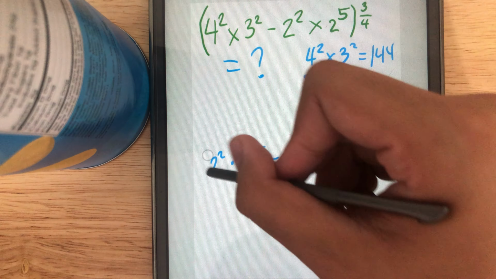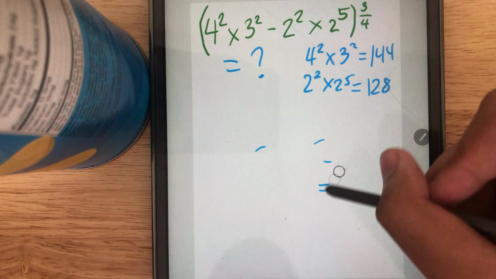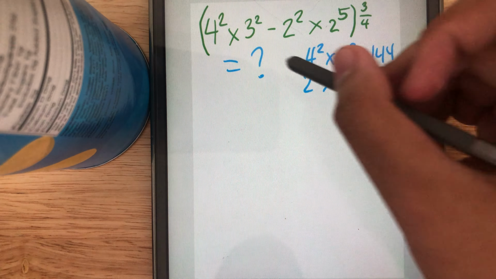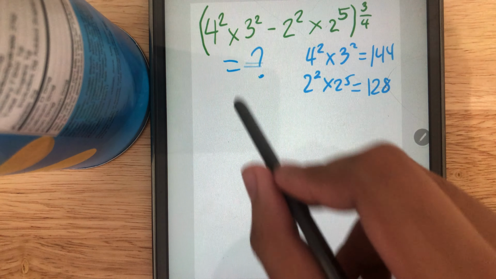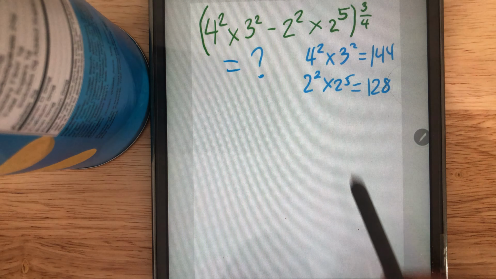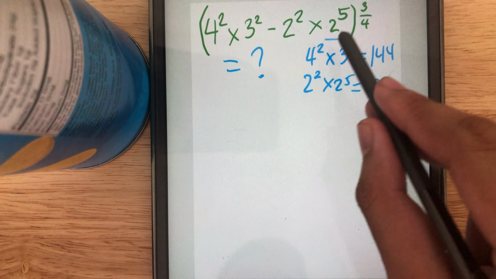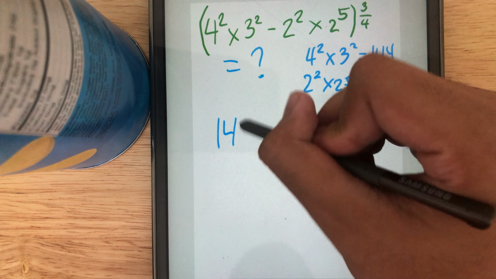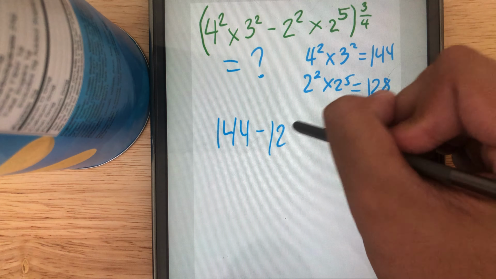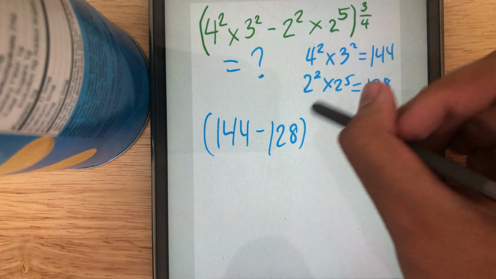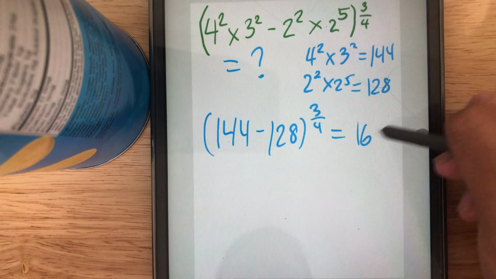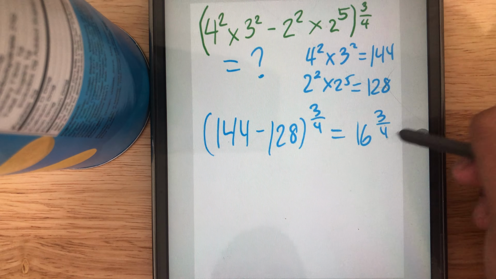And then we can subtract already. So 4 squared times 3 squared is 144, and then minus 2 squared times 2 power 5 is 128. Now this becomes (144 minus 128) power 3/4, which equals 16 power 3/4.